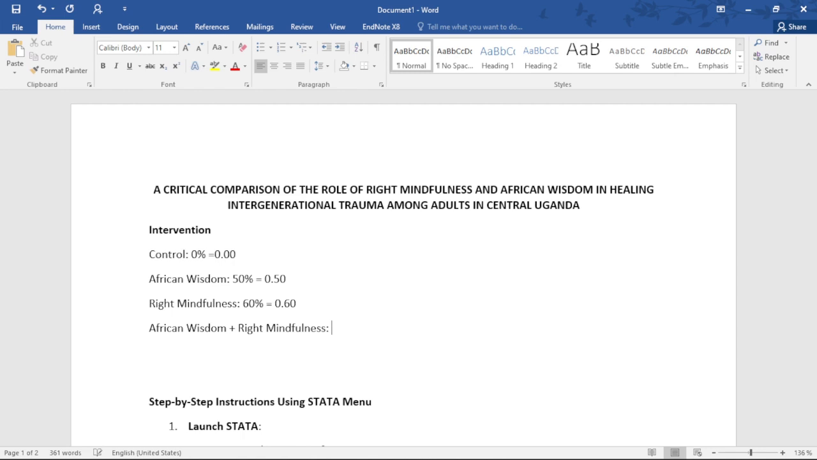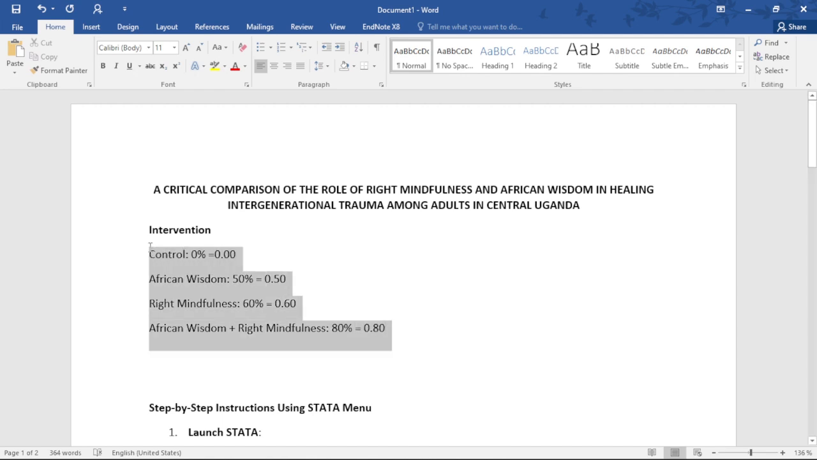Now, the study also hypothesized that if you offer the combination of both the African wisdom treatment and the right mindfulness treatment, then these people are going to get much better healing. Therefore, we need to offer a higher assumption since we're doing two different therapies together. So this could be something like 80%. Of course, you could go 90%, but that is being over-ambitious. You could go 70%, which is also moderate, but 80% can be chosen as the fair, ideal assumption. This would be 0.80. Now, these are the assumptions we have made for our different groups, our different interventions.